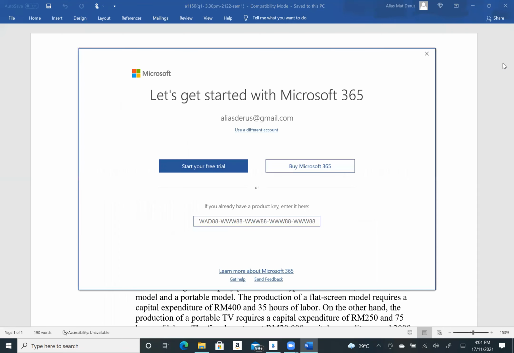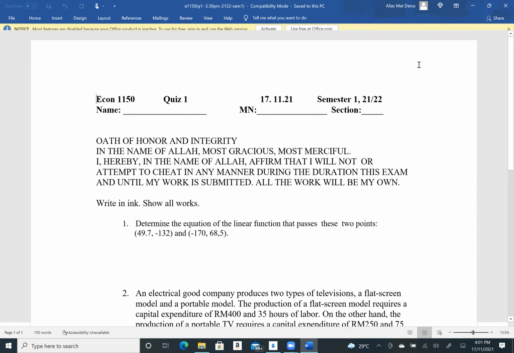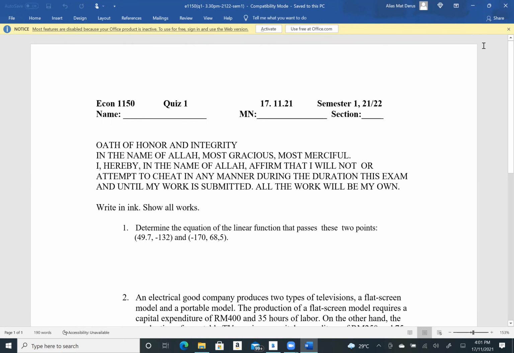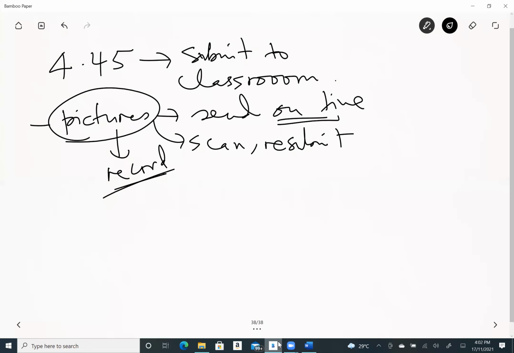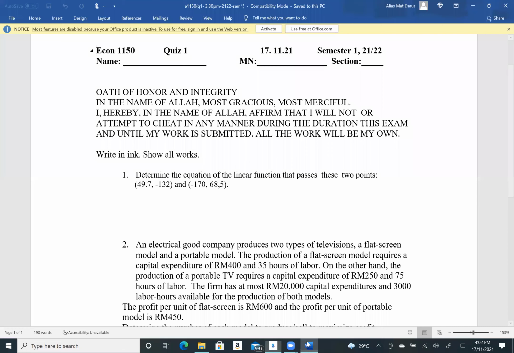You write on a piece of paper. Don't write here. You put your name, your matric number, and then section number. And I want you to write in ink. Use a ballpoint pen. Do not use pencil, because it's not clear. If you use pencil, when you scan or submit online, it's not clear. So do it in ink.